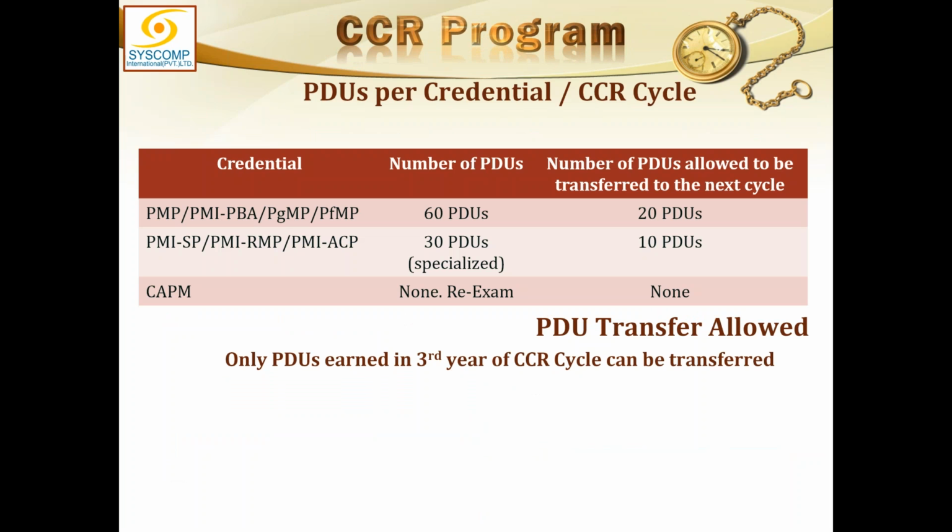Okay. As I said, for PBA, you need to have 60 PDUs. PDUs are professional development units, and they are only required by certified professionals. Some people mistake it with the eligibility requirement. The eligibility requirement is, number one, as I said before, you must be a graduate with 16 years of education. You must have at least 3 years of experience and 35 contact hours of education in project management or business analysis. So these are the 3 requirements.